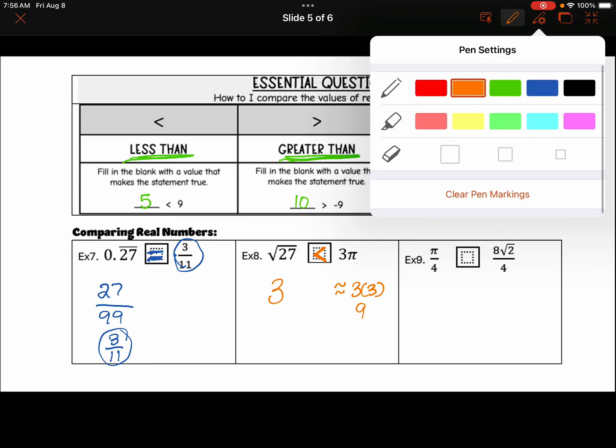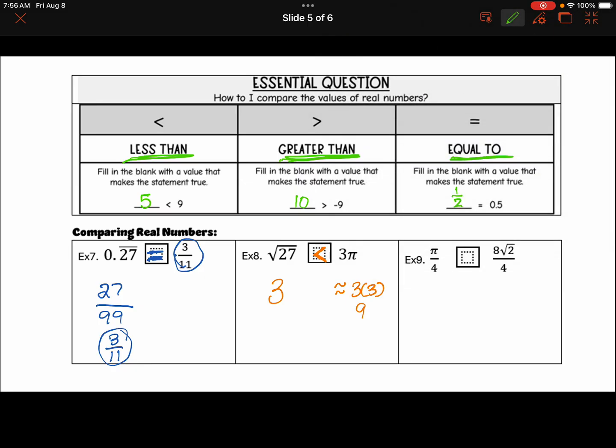All right, and again, we're going to estimate here, so I'm going to call pi 3. So basically, I have 3/4. And then I'm going to say the square root of 2 is like the square root of 1. So basically, I'm saying, okay, I got 8. 8 divided by 4. That's close to 2. So we've got a number smaller than 1. We got a number bigger than 1, so this side is definitely going to be bigger.